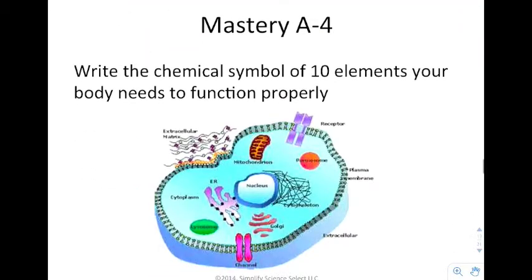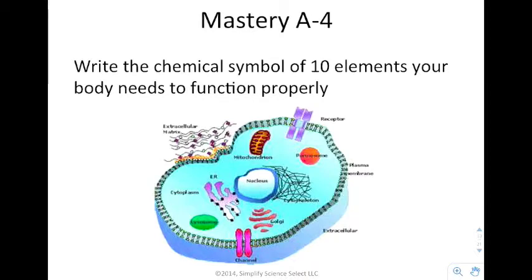So now it says write the chemical symbol of 10 elements your body needs to function properly. So that's easy. We are a carbon-based life form, so we need carbon. We also need oxygen to survive, so we need O. In addition to that, we need nitrogen. Nitrogen is the primary component of amino acids, which are proteins. We also need iron for hemoglobin in our blood. We also need hydrogen. Hydrogen is really found attached to carbons for the most part.